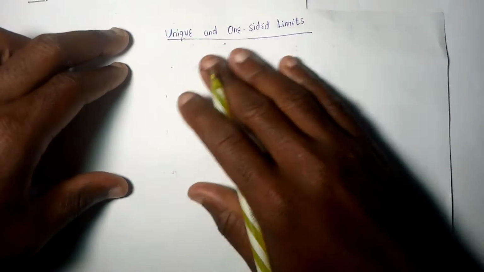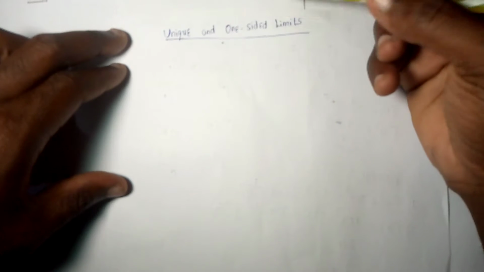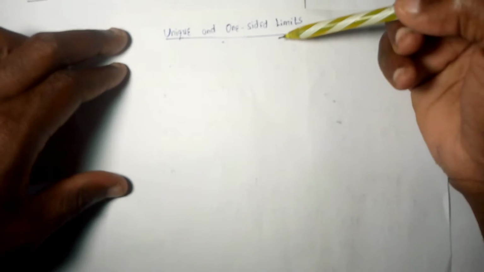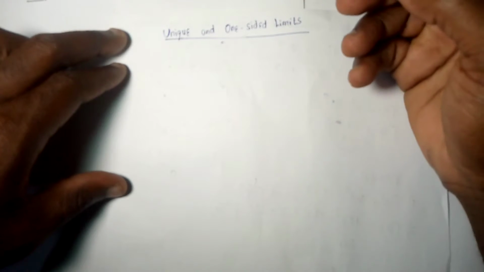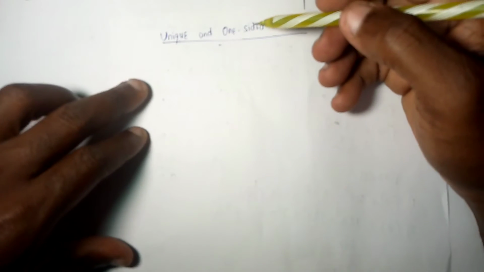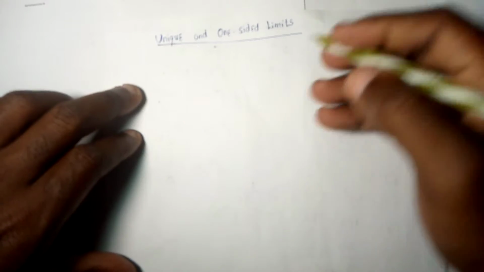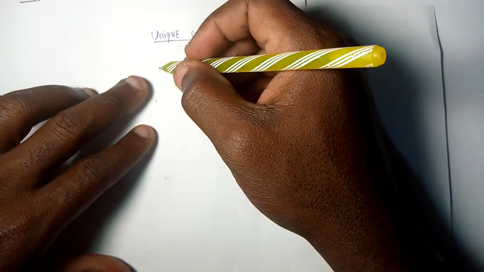So welcome to Academia. My name is Brian, and in this video we are going to talk about unique and one-sided limits. This video will definitely act as a recap for most of you, considering that this concept was introduced in some of the previous videos, but it is important that we know it.